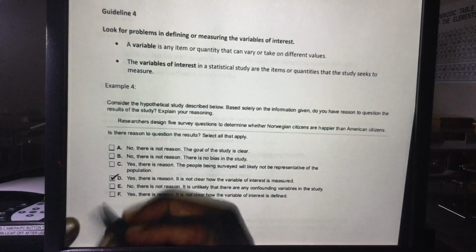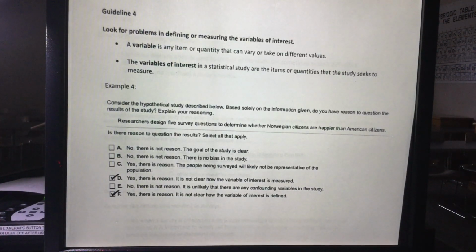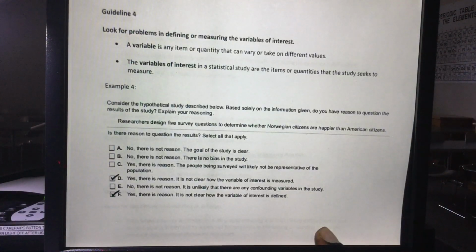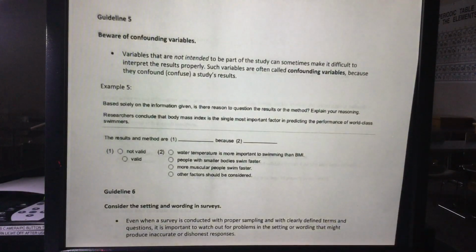Also, we don't know what happy means. Happy may be something for one person, but not for the other. Okay, so we don't know what happiness means. So, yeah, there is a reason to question for those 2 reasons. So here you have to select all that apply from those answer choices. Okay. Okay, guideline number 5.